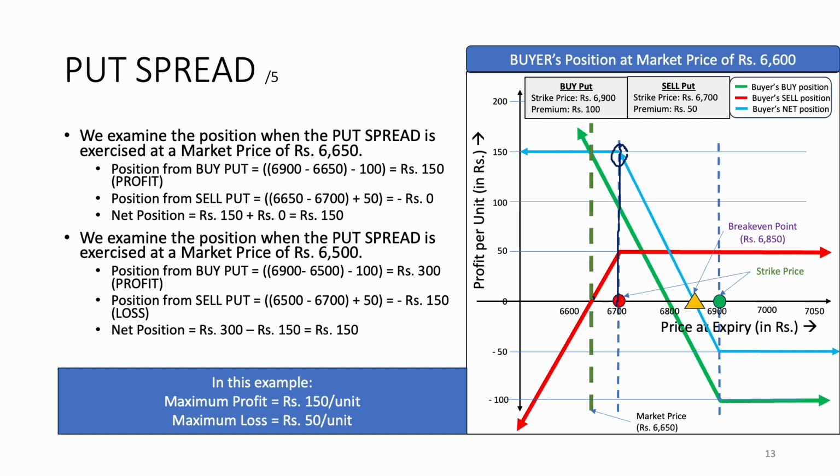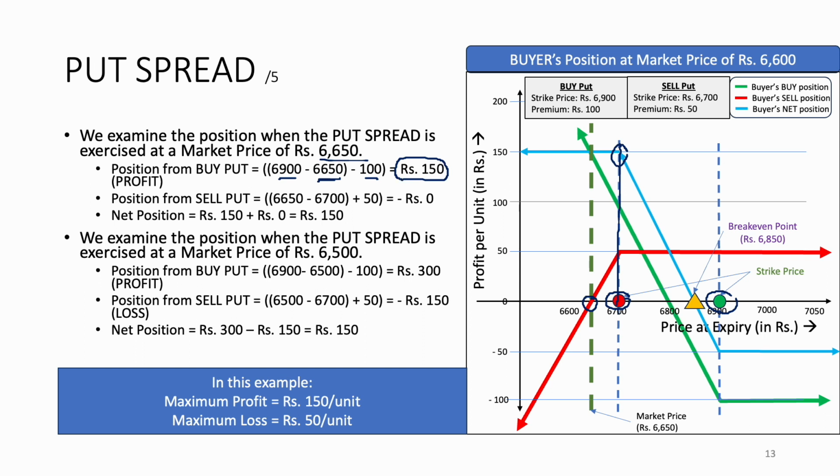So, when the market is at 6,600 rupees, that is here, this is lower than the strike price of the sell put and also lower than the strike price of the buy put. So, both the buy put and the sell put will be exercised under this condition. From the buy put, our investor makes a profit, that is the strike price of 6,900 minus 6,650, which is the market price we are analyzing at, minus the premium of 100 rupees. So he makes a profit of 150 rupees from this buy put.